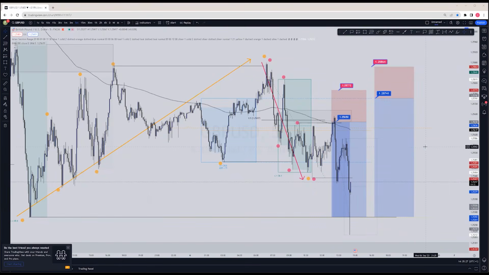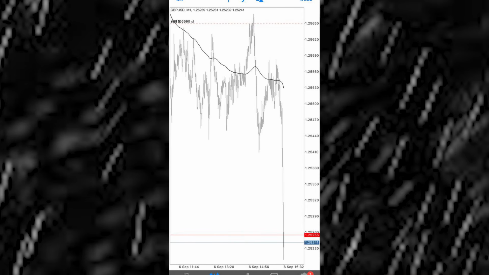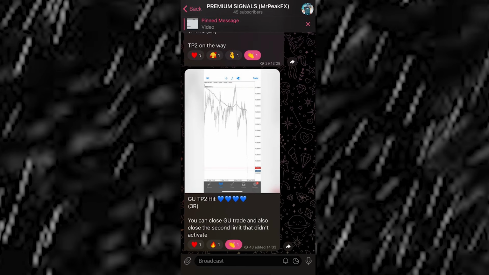So guys, this is the update of the trade. It has hit final TP of 3R. So it did exactly what I said it would do. And I made the video before it happened, when it was happening and after it happened. So you can see my entry there on the screen. It hit final TP, updated on the VIP signal channel.